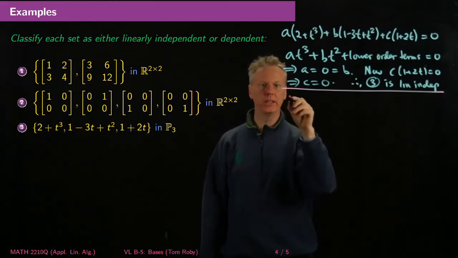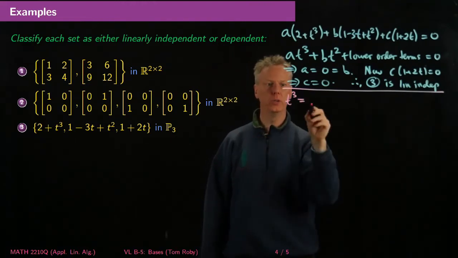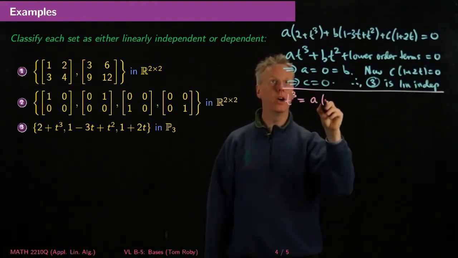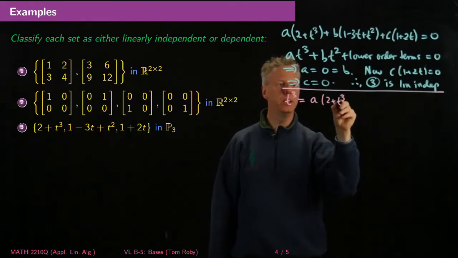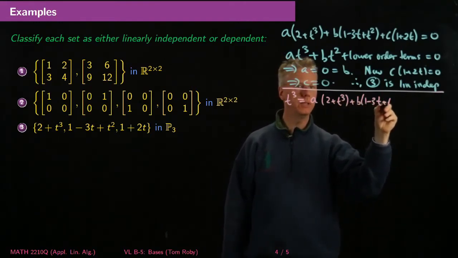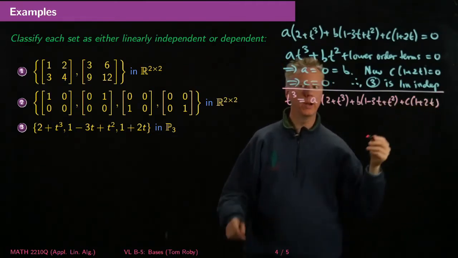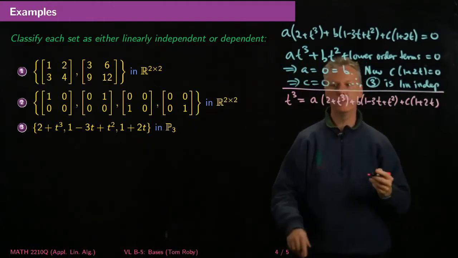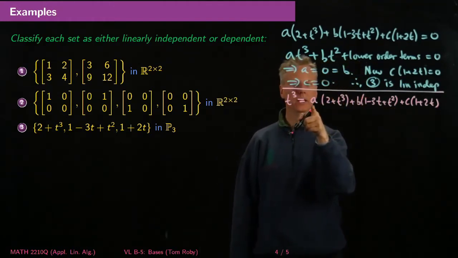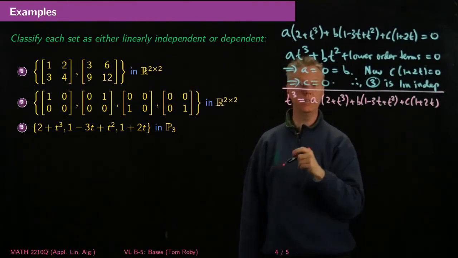Right, so suppose t cubed were equal to a times (2 plus t cubed) plus b times (1 minus 3t plus t squared) plus c times (1 plus 2t). If t cubed were in the span of these three vectors, what would that mean? Well, I'd have to have that a was equal to 1, because that's the only t cubed term.